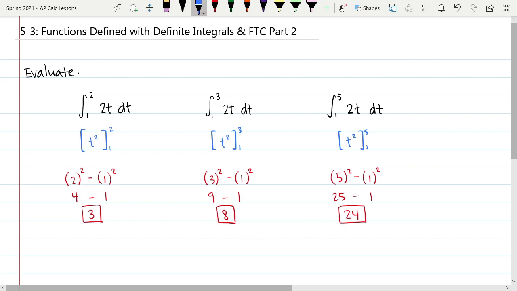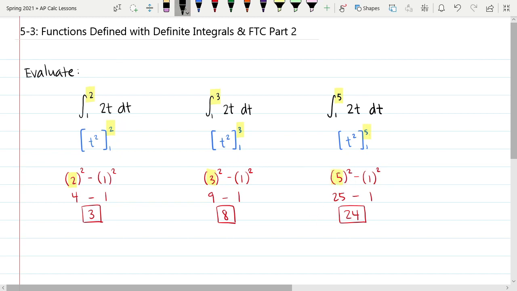Hopefully you noticed that for all three of these, the only thing that changed was the upper limit. If you look at the work, we did the exact same steps every single time. The only thing that changed was that upper limit.